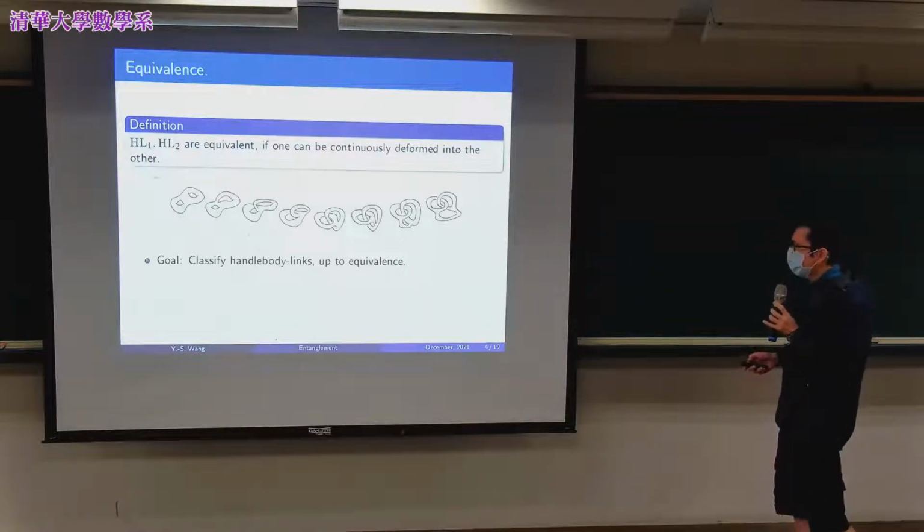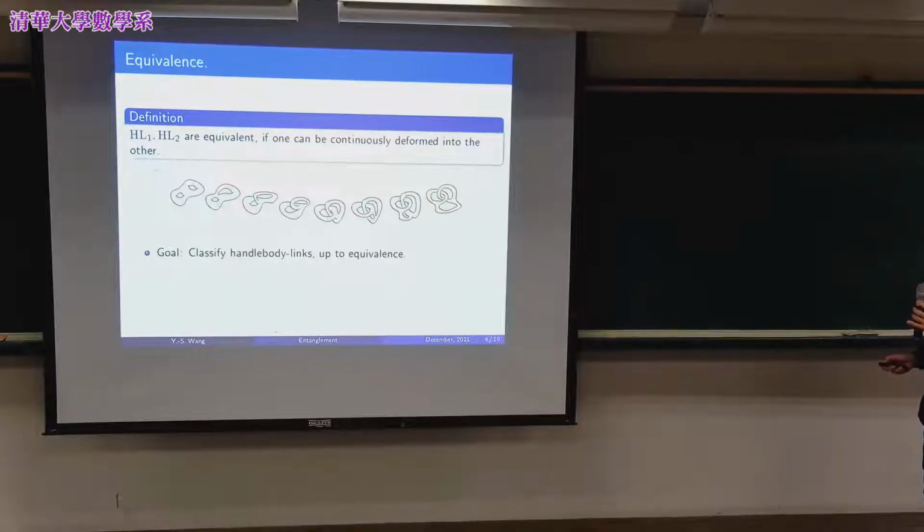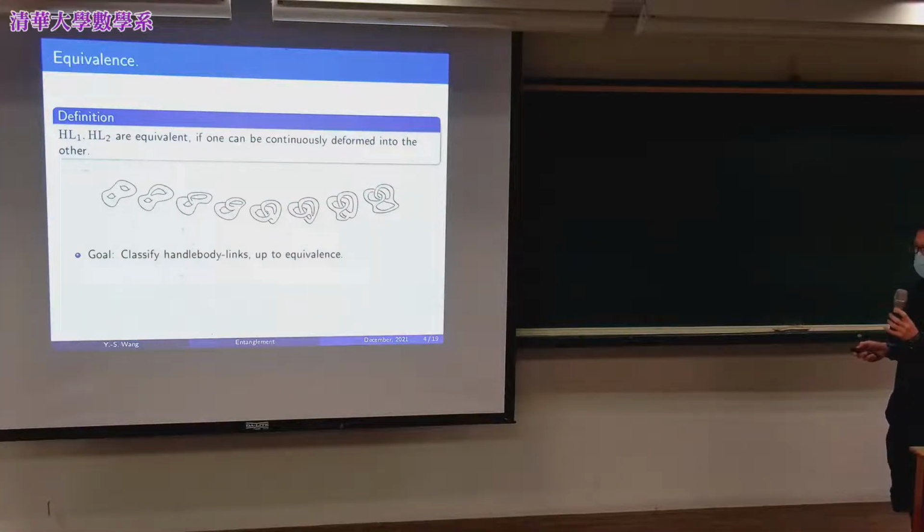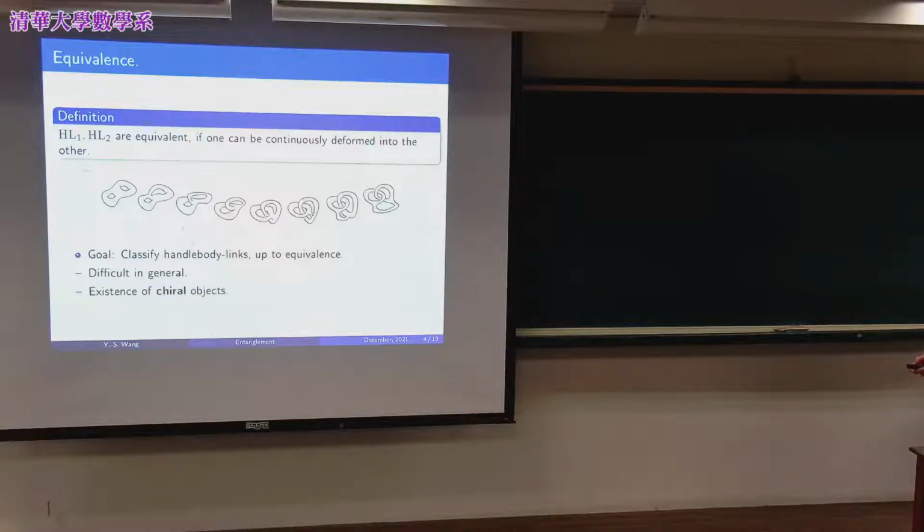And our goal is to do classification, to classify handle-body links up to equivalence. As you can see, it's not always easy to see whether two handle-body links are equivalent or not, because there are too many possibilities to deform it. As long as you don't break it, as long as you don't tear it, then it's all allowed. But it's difficult in general. Why? Because there exist some chiral objects.